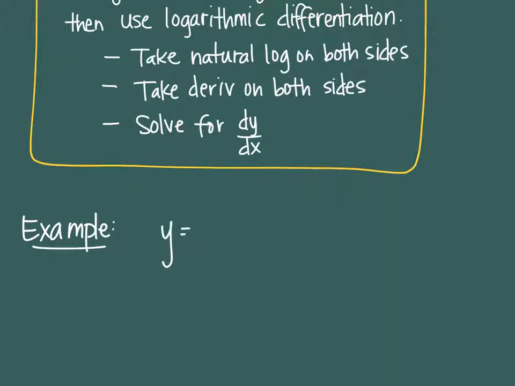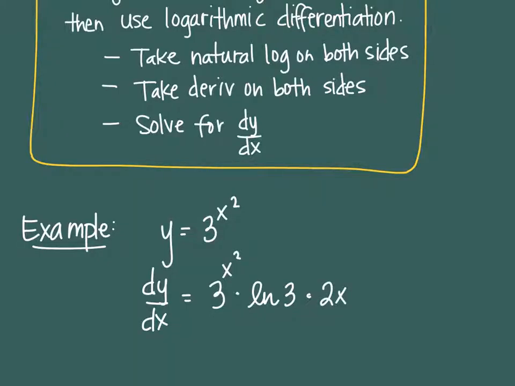So y equals 3 to the x squared. Okay, that's an easy one. That is just an exponential because the bottom is constant. So dy/dx equals 3 to the x squared. So you just copy it. And then times the natural log of what number? 3. And then times the chain rule. So I'm going to add on to the end 2x. So that's the easy one.